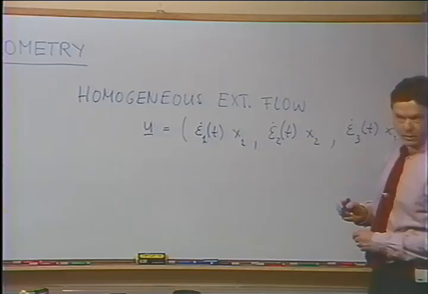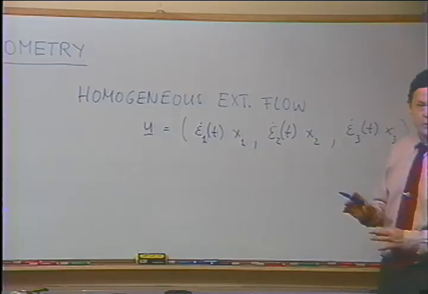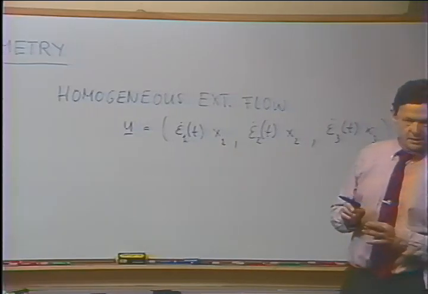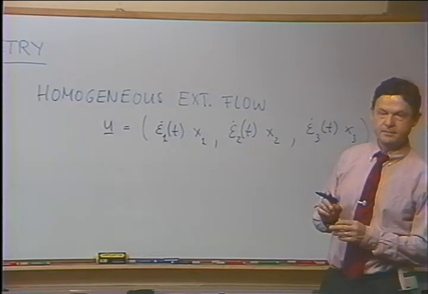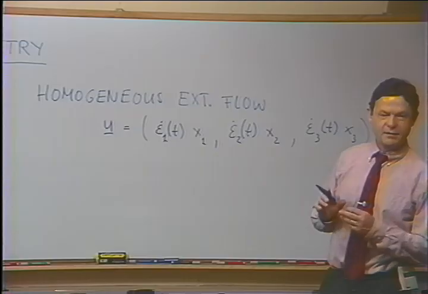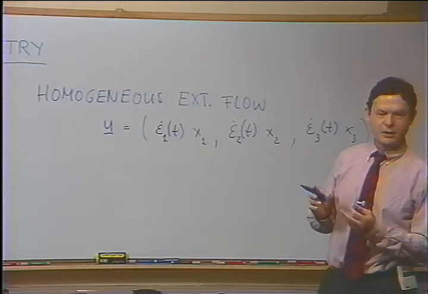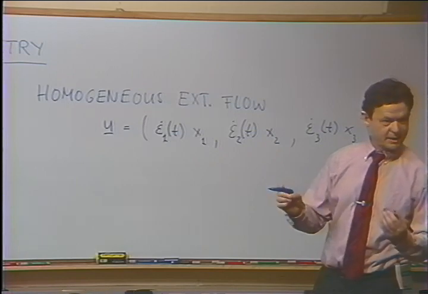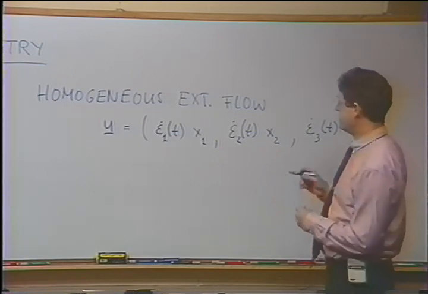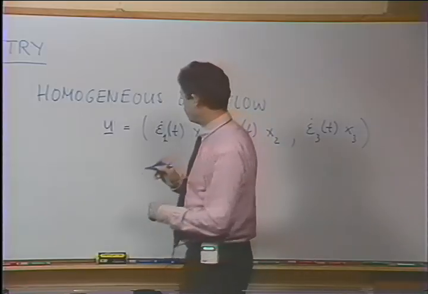Those are the three components of the velocity vector, and those are the components in the principal coordinate system. That's the coordinate system which makes the stress tensor diagonal. And in extensional flow, we have the luxury of choosing a global coordinate system which has that property. The entire flow can be described in this principal coordinate system, which simplifies everything.